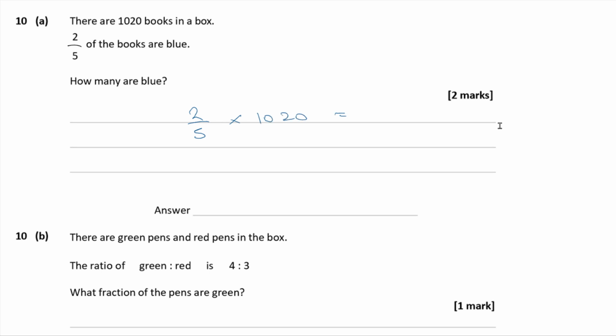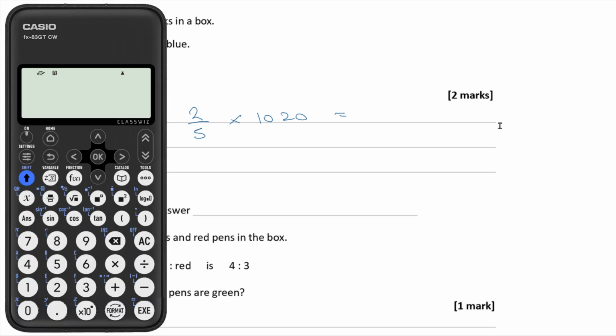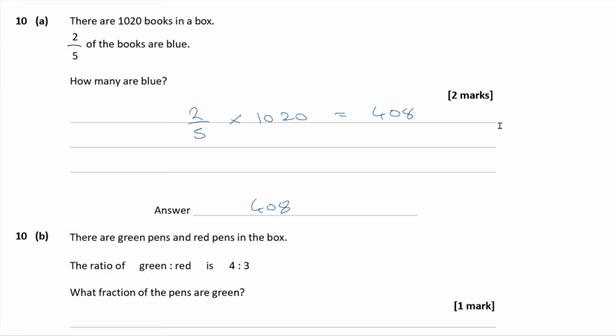Now, if this was the non-calc, I'd be dividing through by 5 and timesing by 2, but I've got a calculator in front of me, so I'm just going to use the fraction key. So 2 over 5 times 1020. Calculate, what's that? It's 408. 408. Okay.